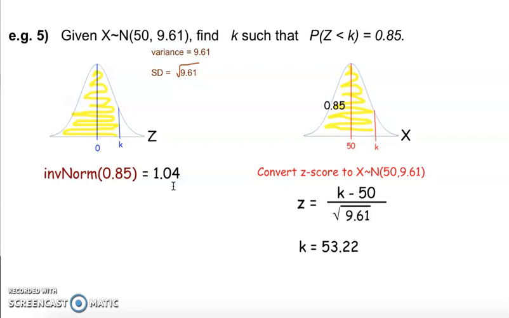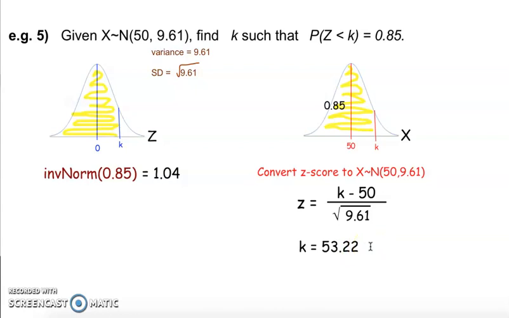Now, translating this onto our particular normal distribution, the mean is 50. A z-score of 1.04, what does that mean with respect to the numbers here? Well, you're going to substitute 1.04 into the z-score equation, and then it's equal to the data point k minus 50, the mean, divided by the standard deviation, which is the square root of 9.61, correct? And then that will give you k equals 53.22.